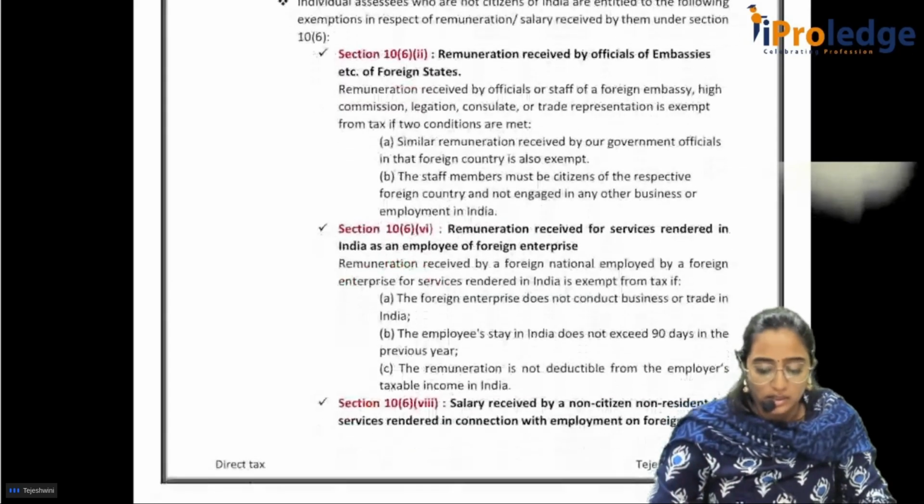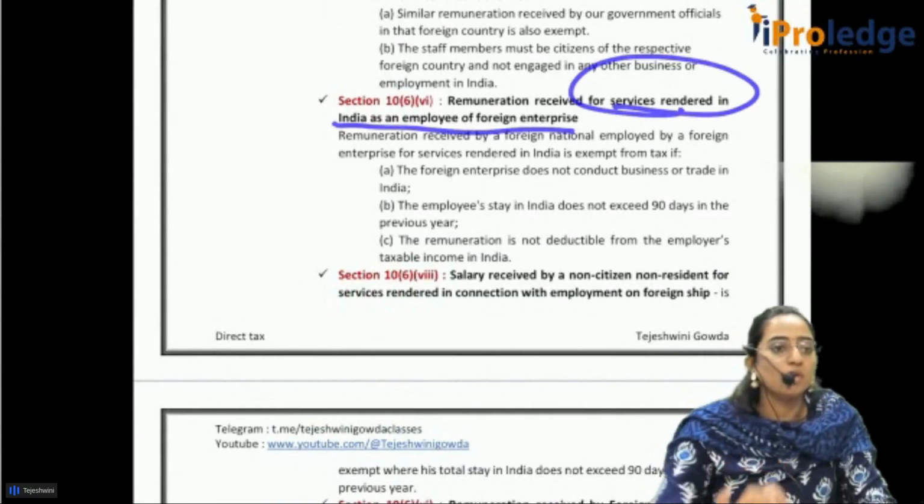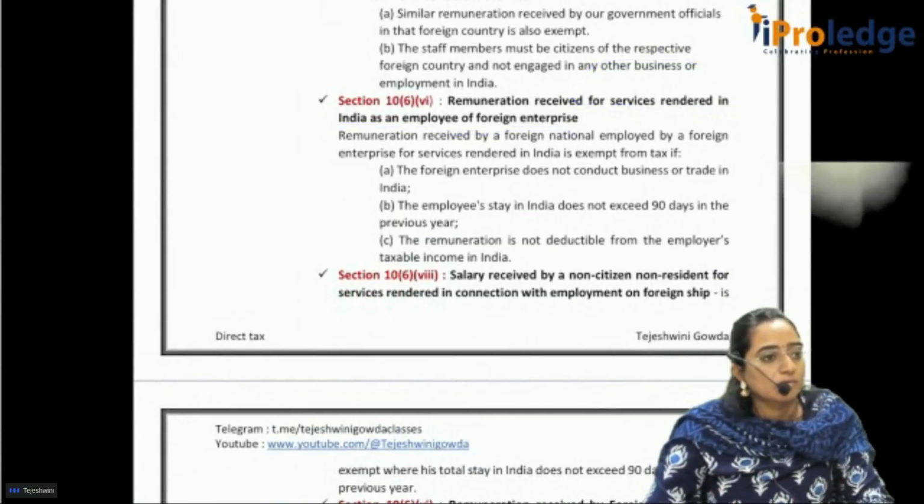The remuneration received for services rendered in India as an employee of a foreign state. What is it?